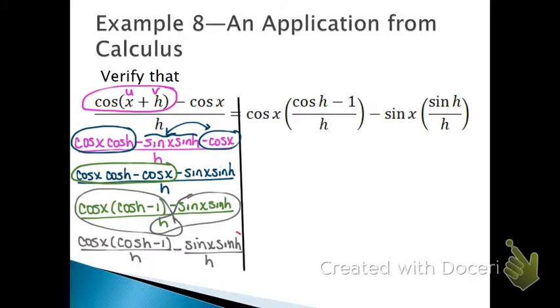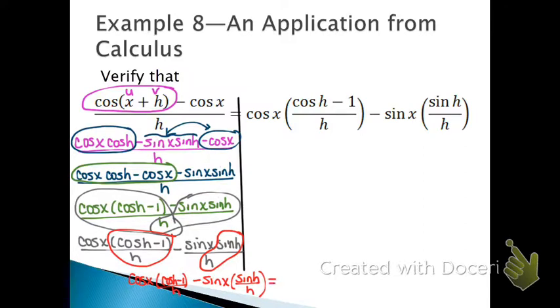Okay, so yeah, I can separate here. I need that h to go with the sine of h. So if I do that, I got minus sine of x times sine of h over h. And then I can do the same thing over here. So I have cosine of x times cosine of h minus 1 over h. And that's what we were looking for, isn't it?